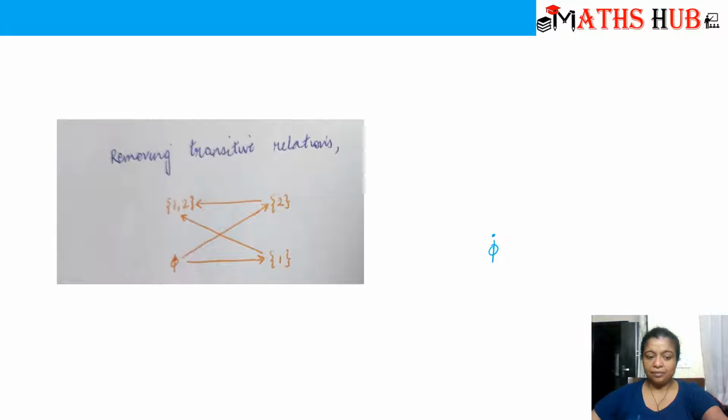Now, let's see in the digraph, what is the next step? You can see there is a relation from 5 to 1 and there is a relation from 5 to 2. So that means 5 is related to singleton set 1 and 5 is also related to singleton set 2. That means if phi is related to 1, the positions of phi and 1 should be like this. And if phi is related to 2, phi should again be below and 2 should be above it. That means there are two elements above phi. But then we have to decide what the levels of 1 and 2 should be.